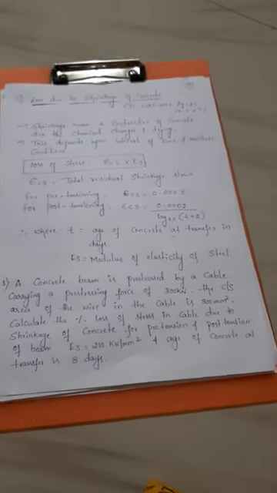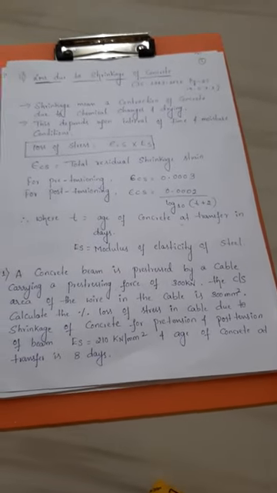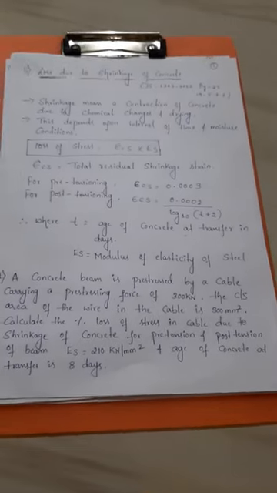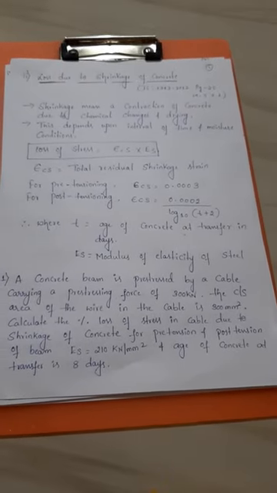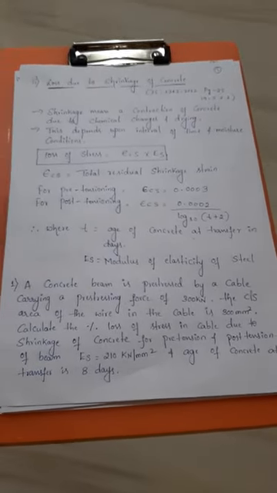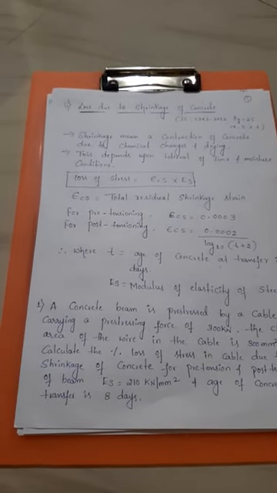In the previous video, we had studied about loss due to elasticity of the concrete. In this video, let us know about loss due to shrinkage of concrete. So for this, you need to refer IS 1343, page number 25.